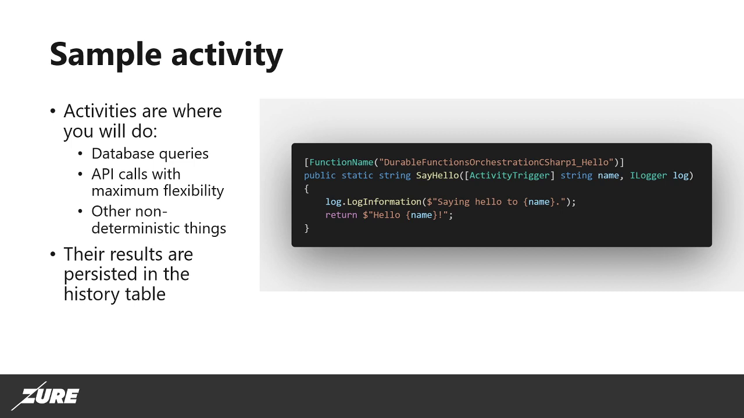The results of activity functions are persisted in that history table. So when you return a result, that will be written to the history table, and then a queue message will wake up the orchestrator to let it know that, hey, a result is available.